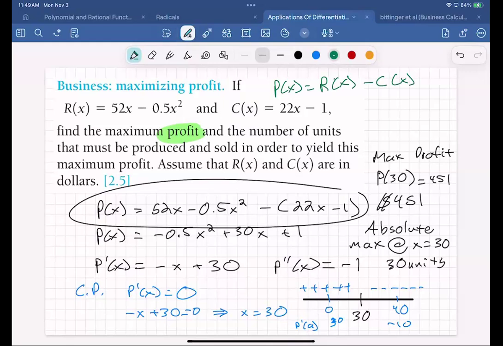Another thing I'd point out there, if it says find the maximum average profit, what do you need to do to your profit function? Divide by x, right? So if it says average profit, just remember, take your profit function and divide by x. So make sure you always are reading what it wants us to focus on.